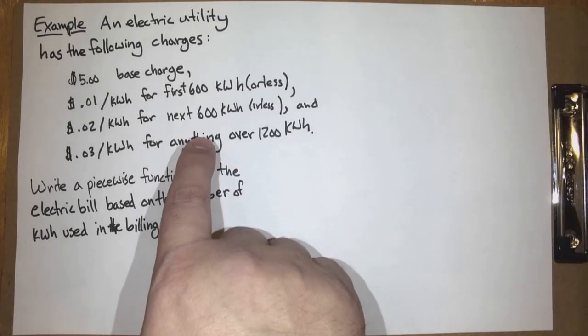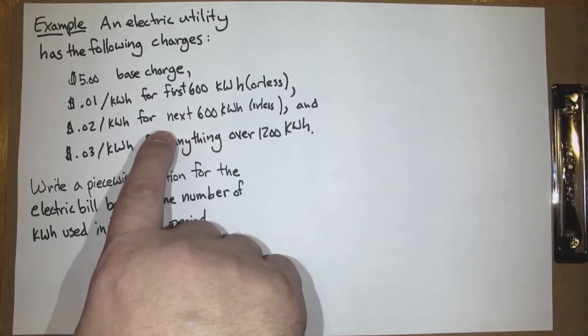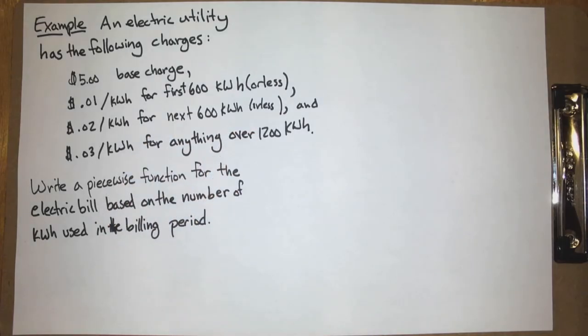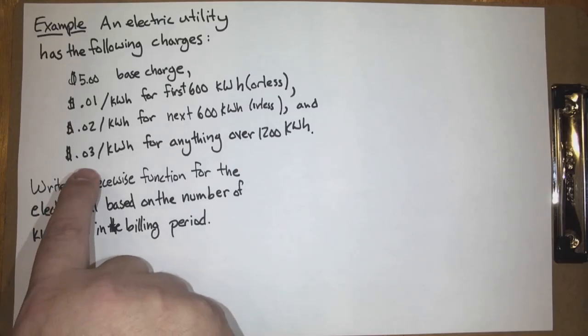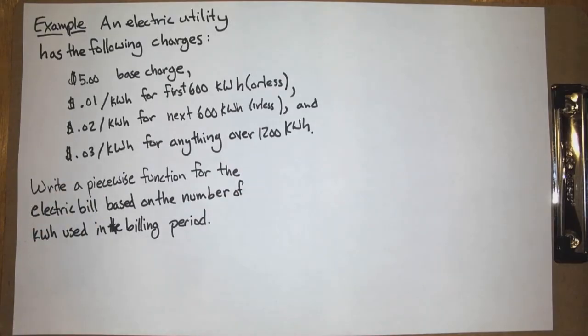If you move up and you're between 600 and 1200, so like the next 600, then you charge 0.02. Now, to be clear, you only charge 0.02 for anything over 600. So you still pay the 1 cent for the first 600, but now if you hit 601, that next one costs you 2 cents. And now if you're a heavy user, you're going to be charged 3 cents for anything over 1200. All right. So there's this tiered system going on.